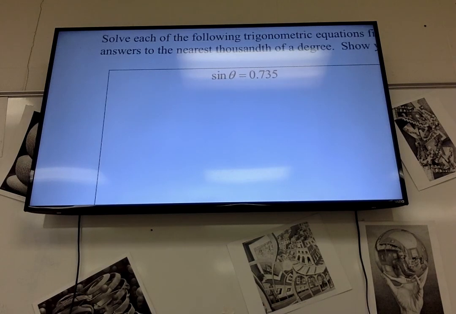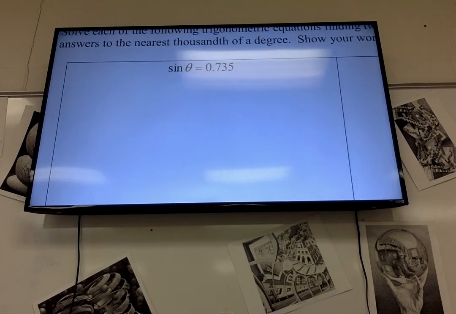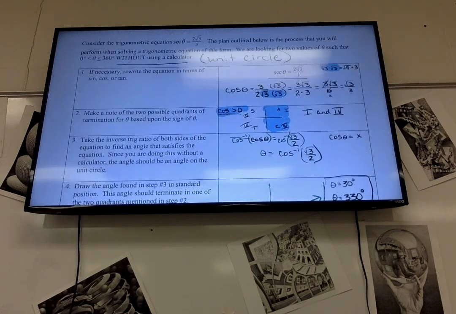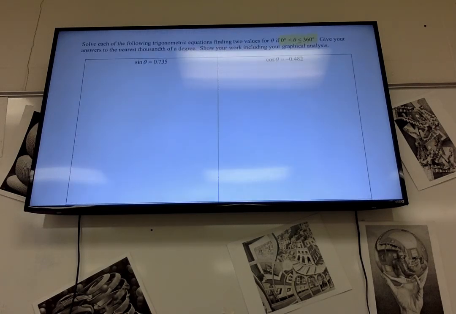Okay, so the first thing we do is it's written in sine, so we're using the same steps that we used yesterday. Let me scroll back. Here it is. First you have to rewrite it in terms of sine, cosine, and tangent. It's already there because it's already in sine.